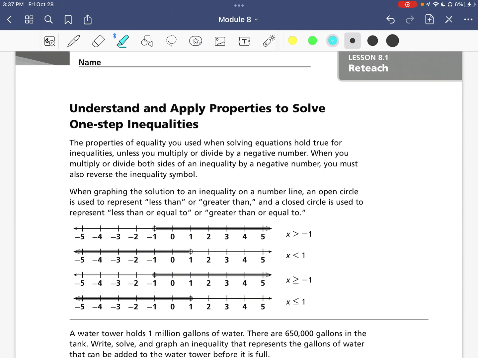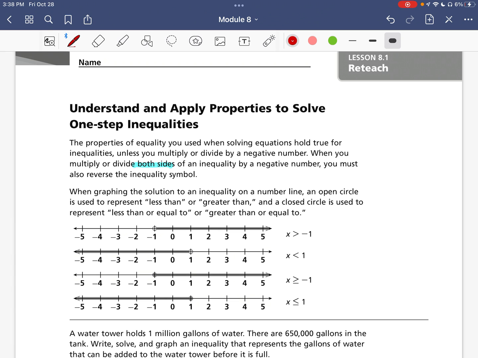So we're going to go through and highlight what we need. This says the properties of equality you used when solving equations hold true for inequalities, unless you multiply or divide by a negative number. When you multiply or divide both sides of an inequality by a negative number, you must also reverse the inequality symbol.